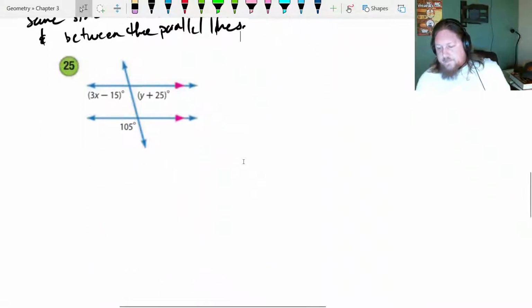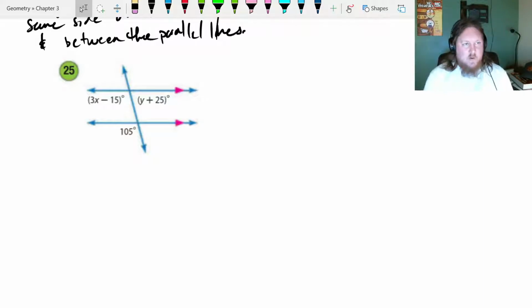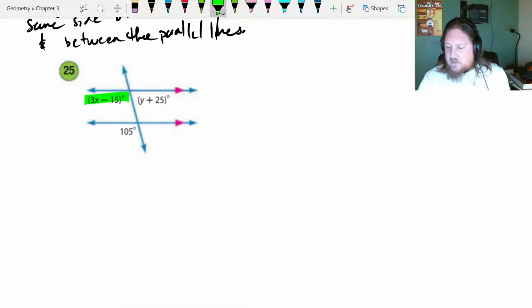Number 25. I believe our goal here is just to find the values of x and y. So to do this, I'm going to do a couple things. I'm going to take a look and see where my variables are and see where I have relationships that I can use. So I notice I have an x on the left and a y on the right and a nice number on the bottom left. So I'm going to try to use the bottom left because that gives me an expression with no variables.